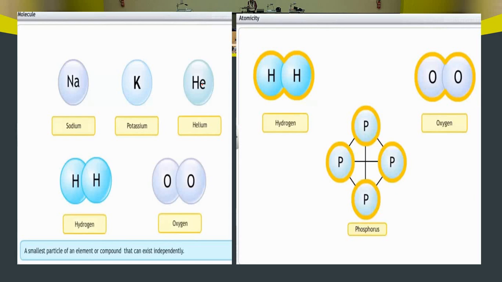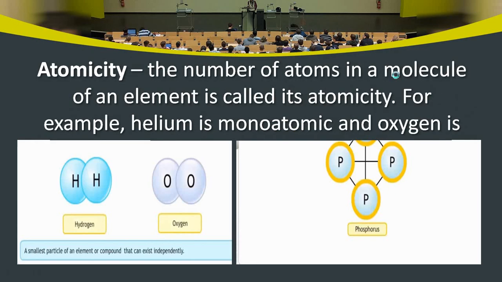See, some examples are there. You can see sodium, potassium. So these are the smallest particles. The smallest particle of an element or a compound that can exist independently. We already said that noble gases can exist independently, but these atoms do not exist independently because they need something. For example, hydrogen is H2, oxygen is O2. This is the molecule, and this is the atom. Okay, come to the next topic.